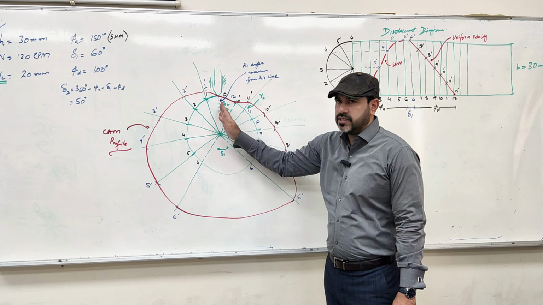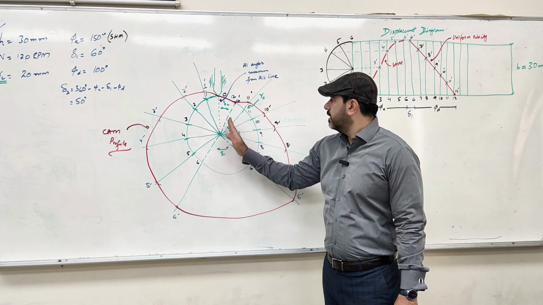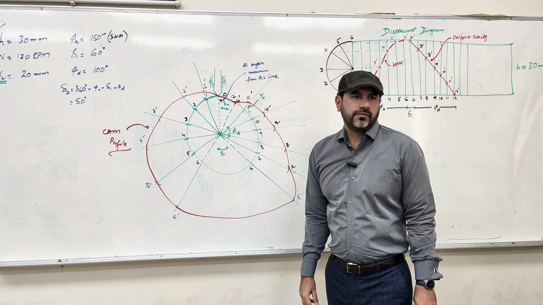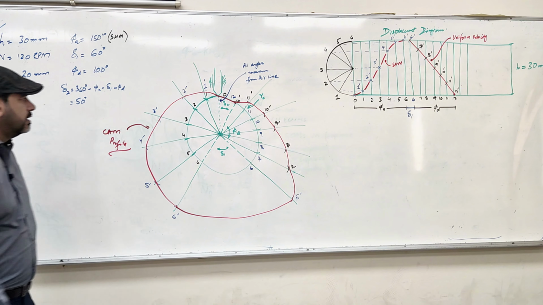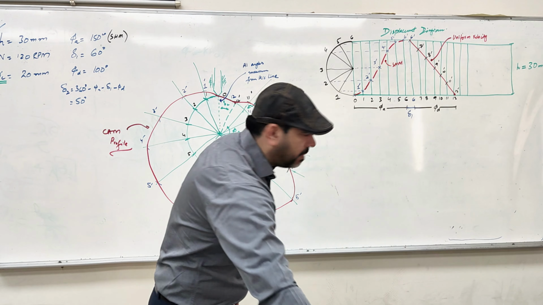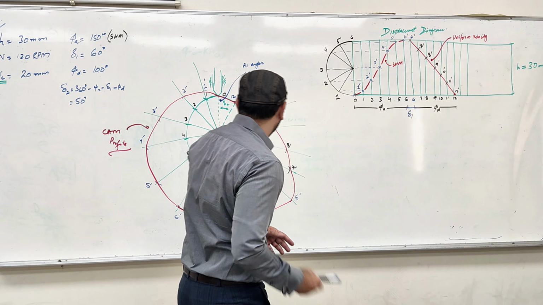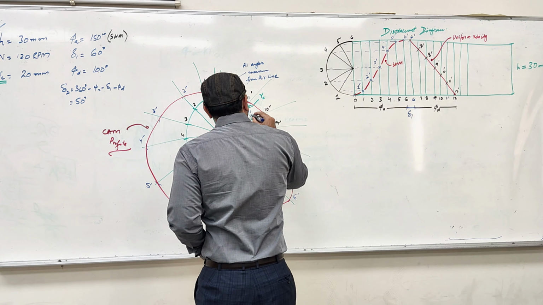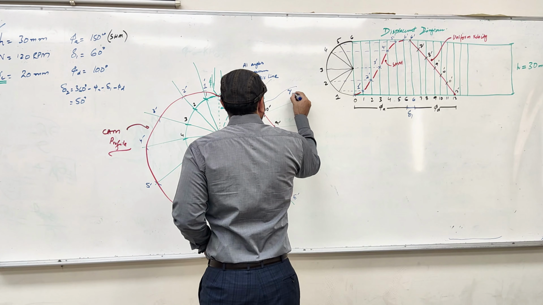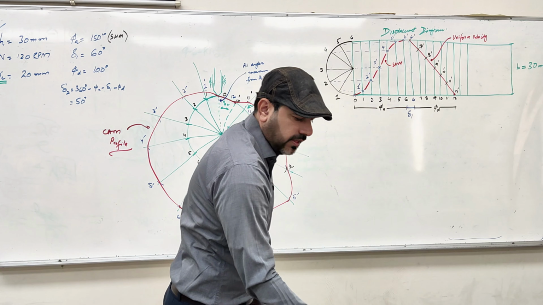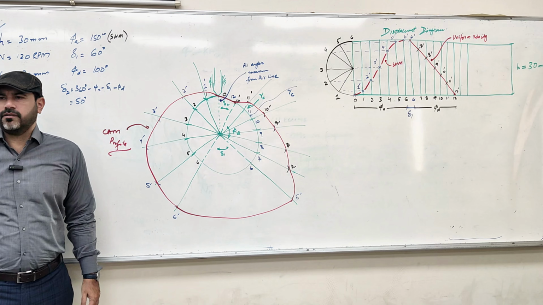Once you start measuring the angle from here, 150, then 60, then 100, and whatever is left is the 12. This is Rc. If you remember, I wrote it over here. This angle is your Rc, the minimum radius that can fit into the cam profile.